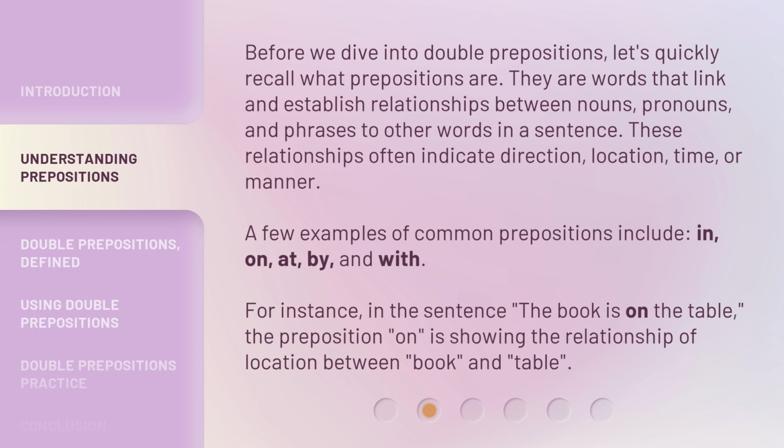Before we dive into double prepositions, let's quickly recall what prepositions are. They are words that link and establish relationships between nouns, pronouns, and phrases to other words in a sentence. These relationships often indicate direction, location, time, or manner. A few examples of common prepositions include in, on, at, by, and with. For instance, in the sentence, "The book is on the table," the preposition on is showing the relationship of location between book and table.